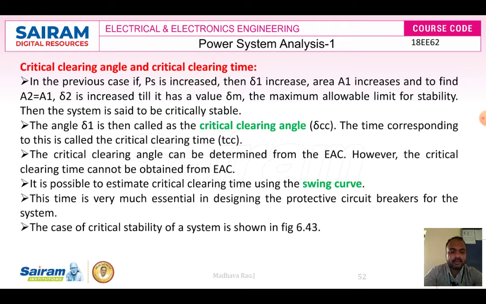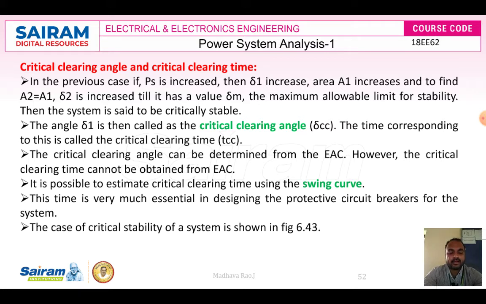Here the angle delta 2 is called the critical clearing angle, delta Cc. Delta 1 we take as delta Cc, and the time corresponding to this is called the critical clearing time. The critical clearing angle can be determined from the EAC. However, critical clearing time cannot be obtained from EAC. Equal area criteria we cannot use to find the critical clearing time.